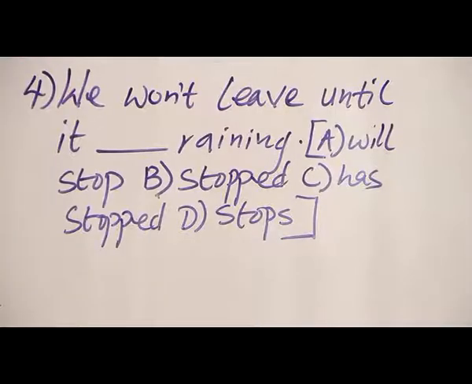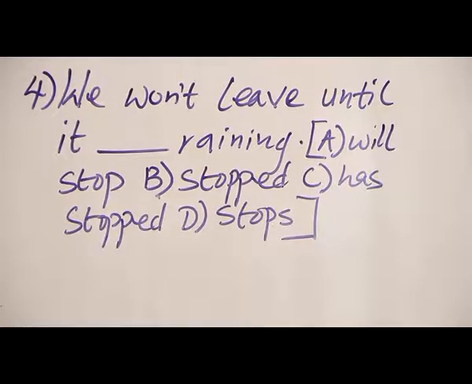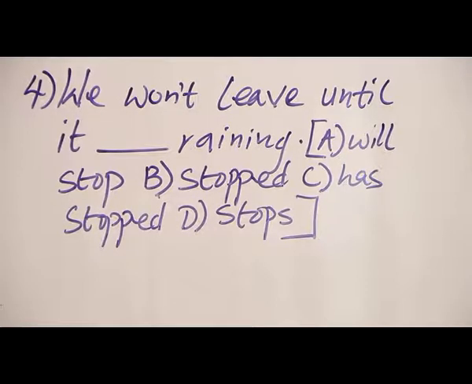Now we look at question number 4. It reads, we won't leave until it dash rain. Now, what are the options? A, will stop. That is, we won't leave until it will stop raining. B, stopped. That is, we won't leave until it stopped raining. C, has stopped. That is, we won't leave until it has stopped raining. Then D, stops. We won't leave until it stops raining.